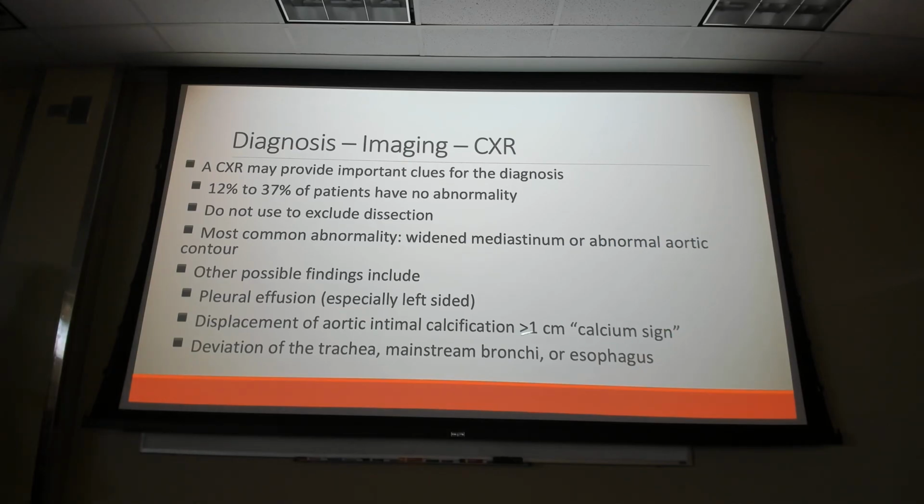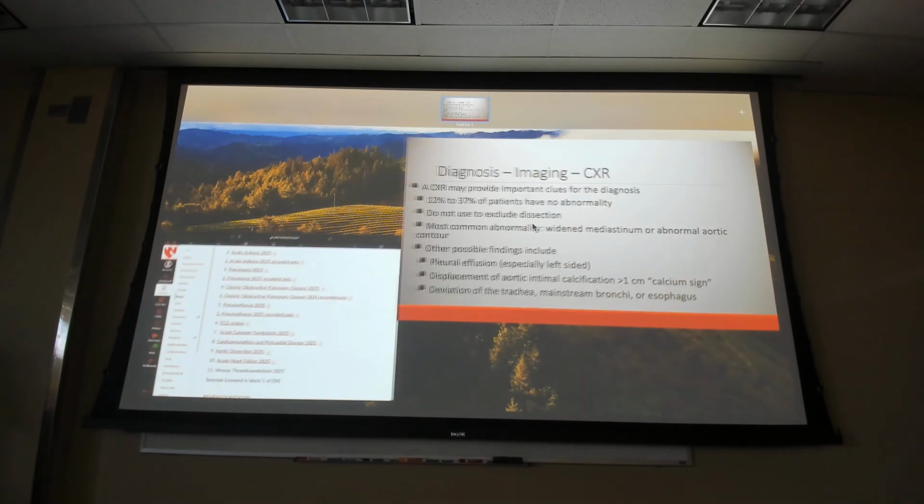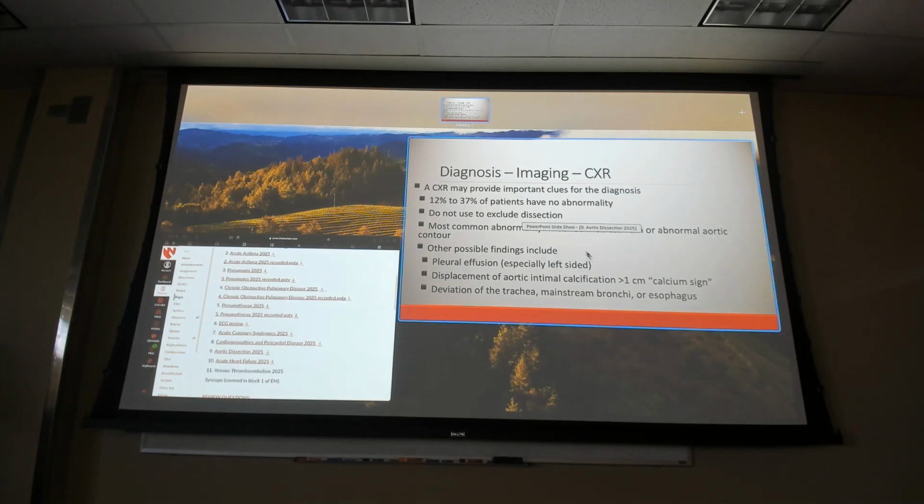Other things called the calcium sign. You ever heard of that? I'm going to show you some pictures. It's where you see the outline of the aortic knob, and then you just see some calcifications way outside of that. You're like, what the heck is out there, you know? So I'll show you some pictures so you understand. And then worst case, if it's really bad, they'll have a deviation of their trachea, almost looking like a severe tamponade situation. What happened here?